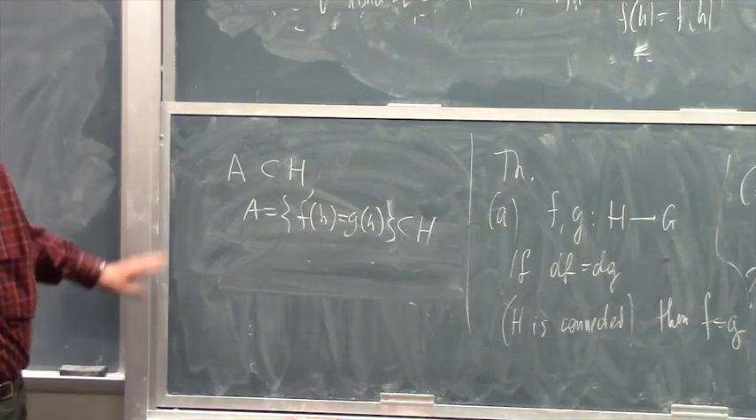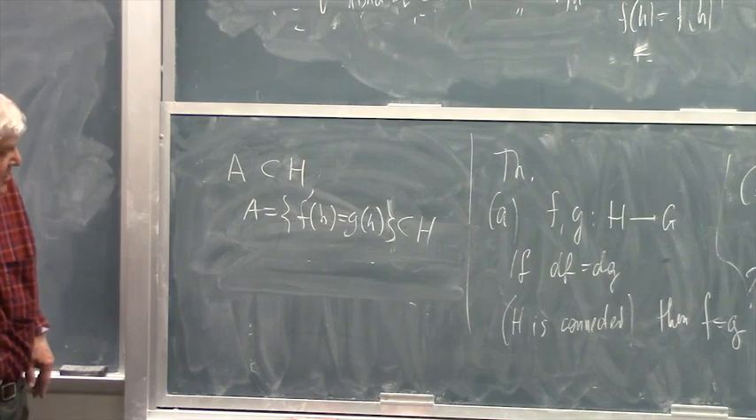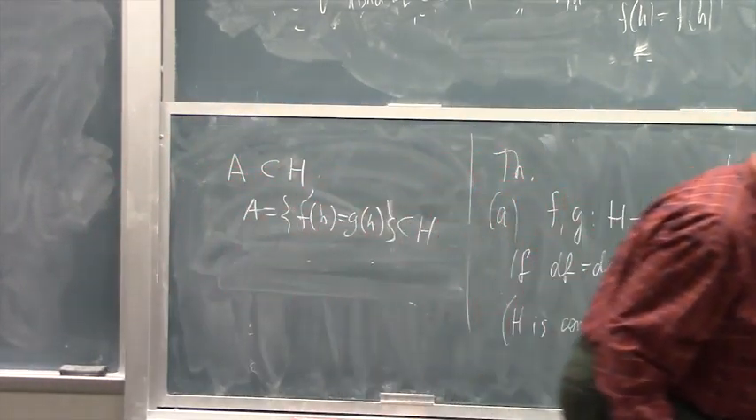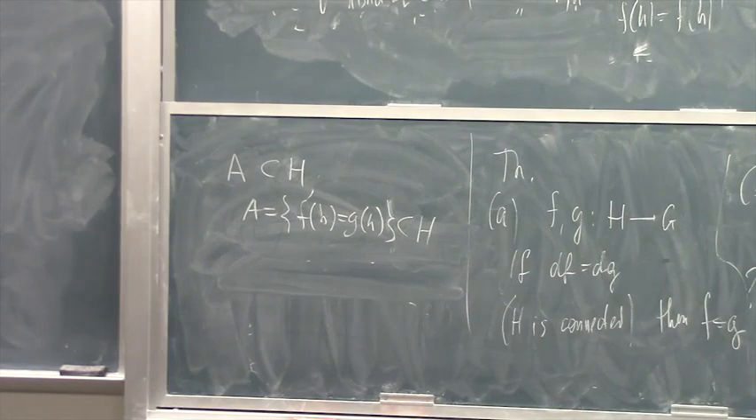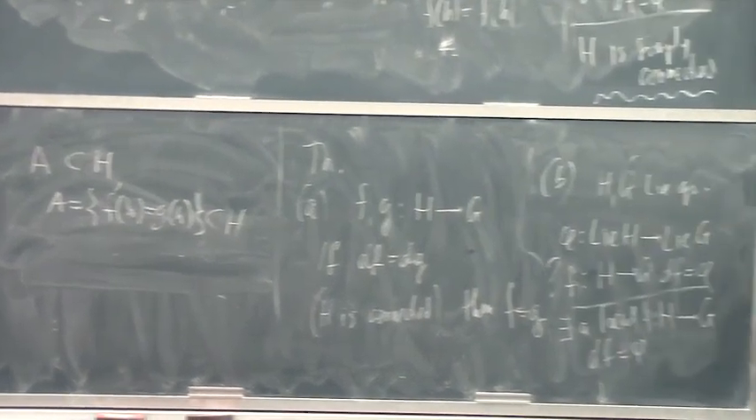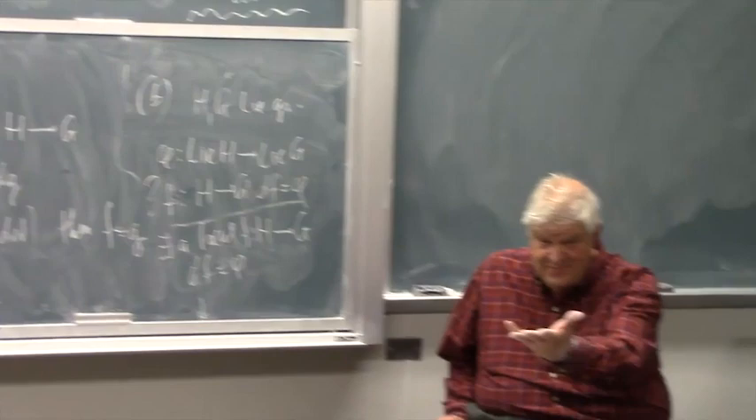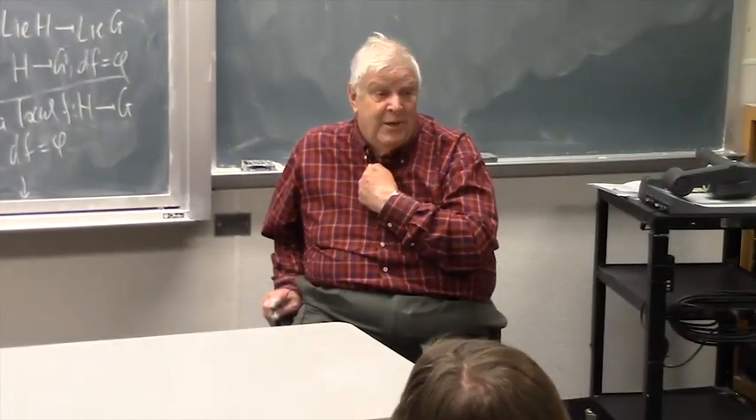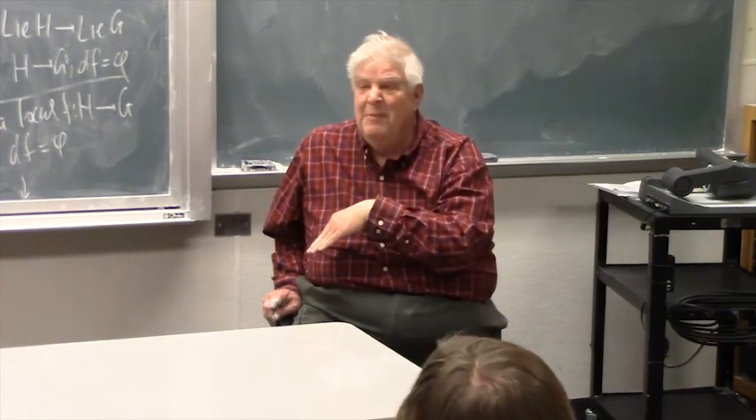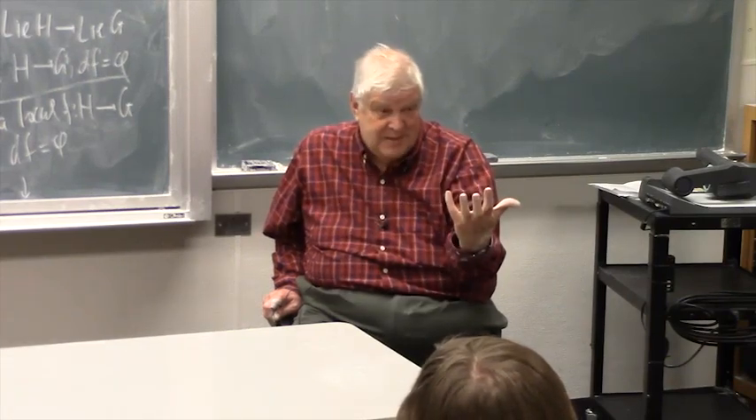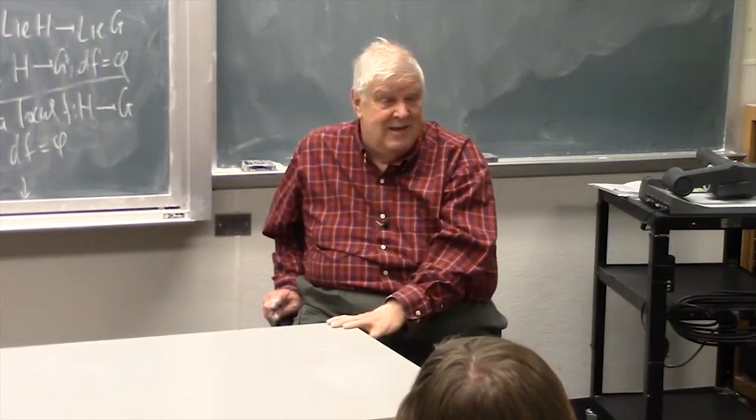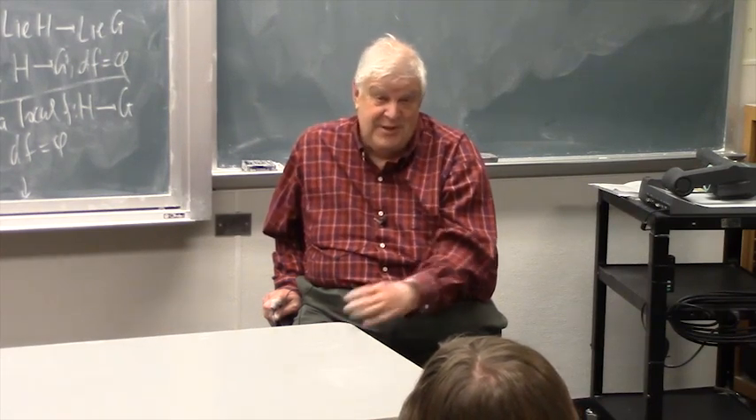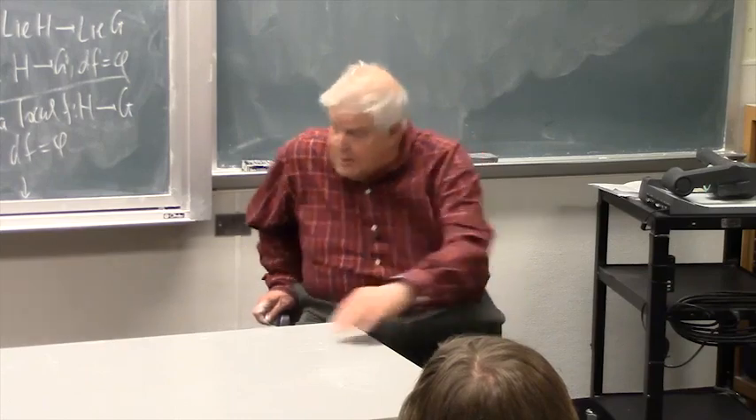We know more. We know about one-dimensional subgroups. Now, what do you think about A? Is it closed? Is it open? What's your learned opinion? Closed, certainly. Two continuous maps. Forget about homomorphism. Two continuous maps. The set of points where they are equal to each other is closed. So A is closed.